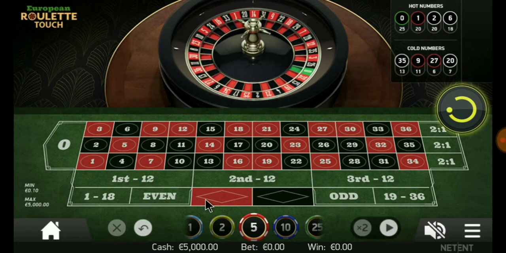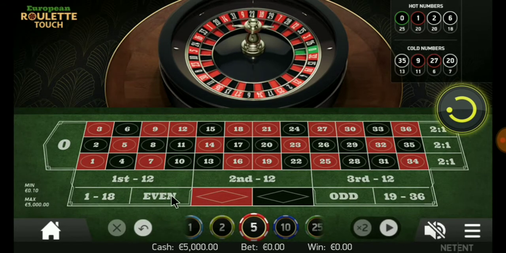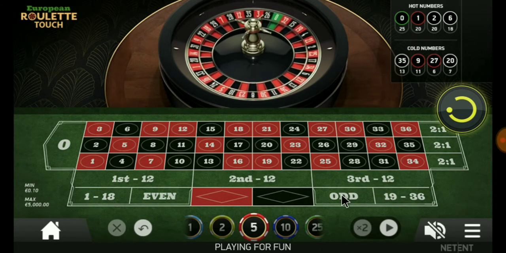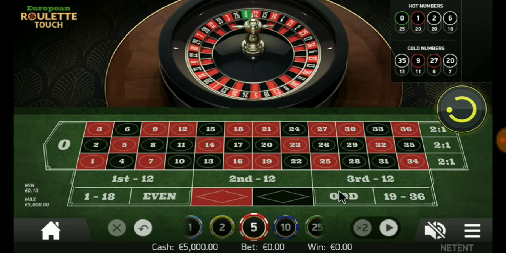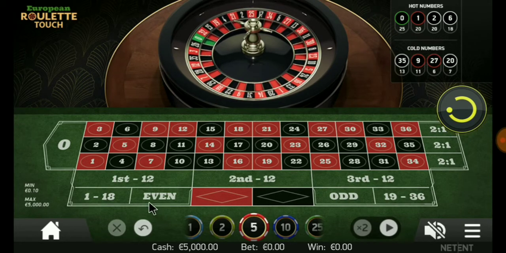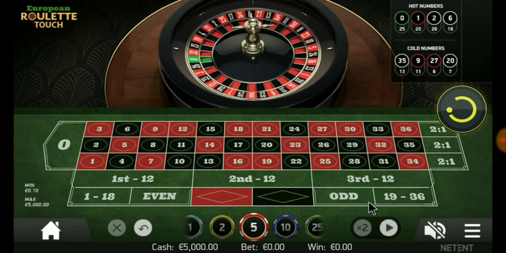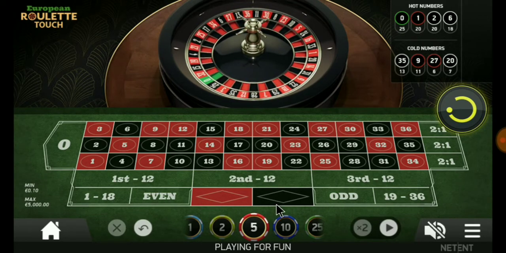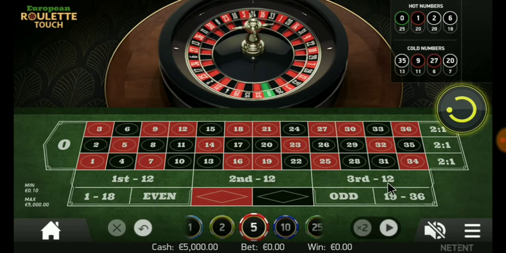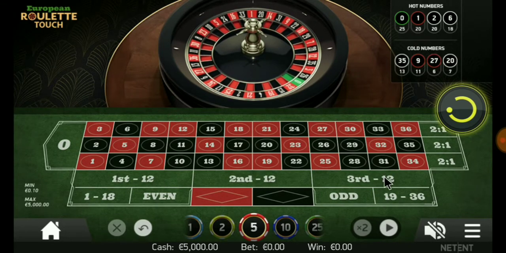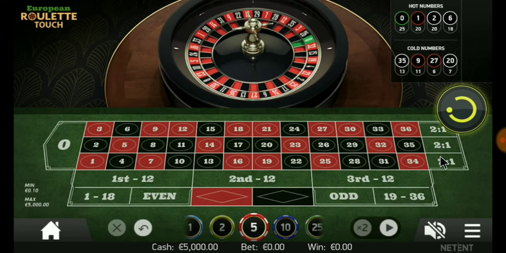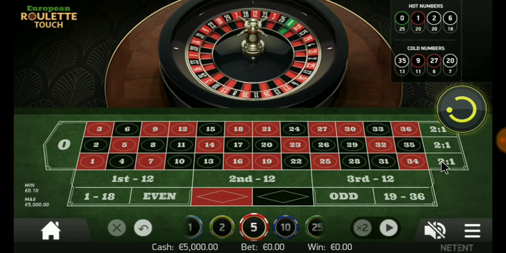Similarly, even and odd: if your ball lands on either odd or even numbers and you place the bet on that, you win even money, which is 1 to 1. You just double your money. And similarly for red and black, these would be 1 to 1. Outside bets, which are first 12, second 12, third 12, are basically dozens. And the columns are 2 to 1, 2 to 1, 2 to 1. So these are the payouts.